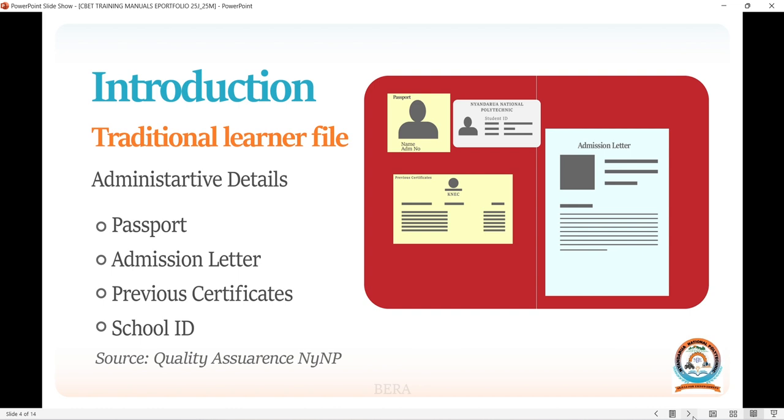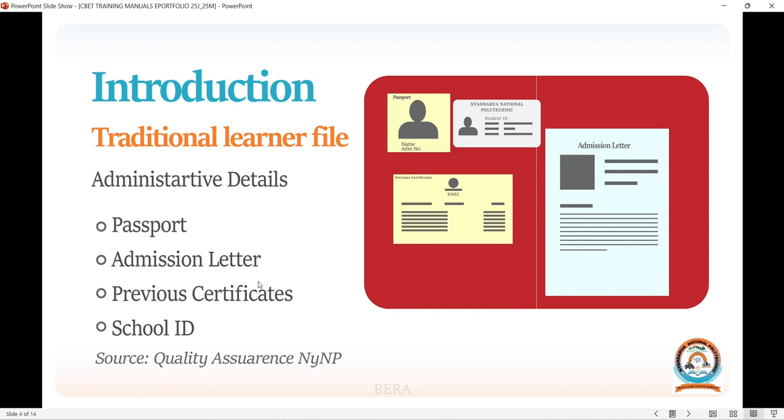Now, when we are talking about the administrative details, these are your passport, and the passport should have your name and the admission number. That's the way you have indicated here. These are a good sample. And then, apart from that, you must have the admission letter from the school. This is the document which you were given after you were enrolled in a course at Nyandarua National Polytechnic.